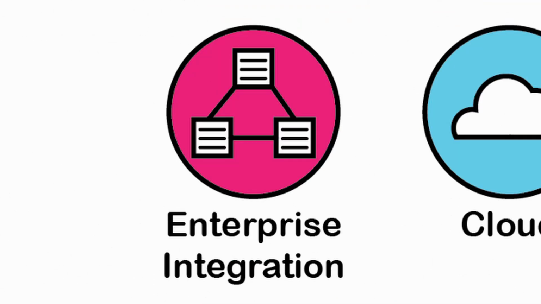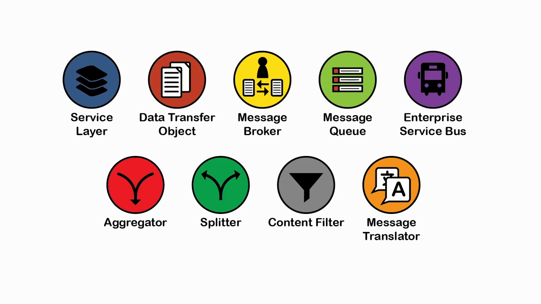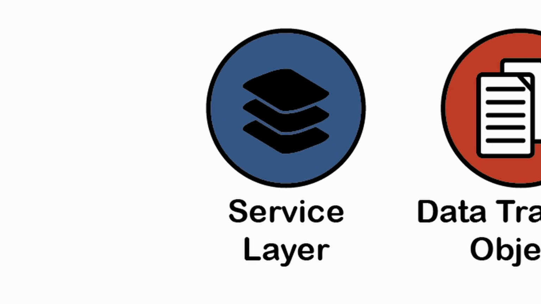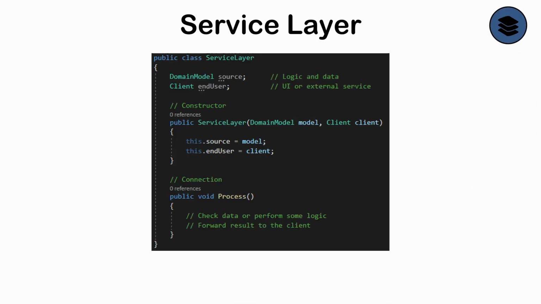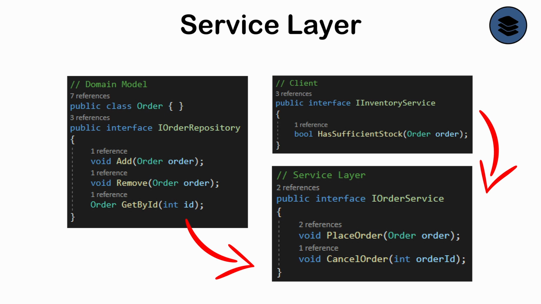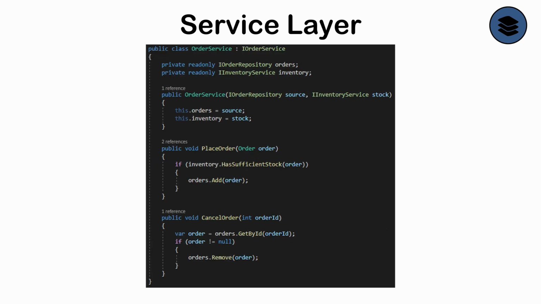Enterprise Integration Patterns. These patterns generally deal with messaging and communication between multiple systems. The Service Layer pattern, a way to organize system logic in an application. It acts as an intermediary between the client and the domain model. The client in this case is either UI or an external service, while the domain contains system logic and data access. The service layer encapsulates the system operations, providing a simplified API for clients.